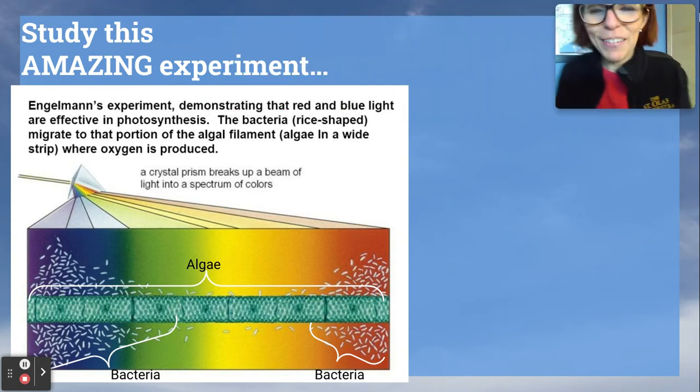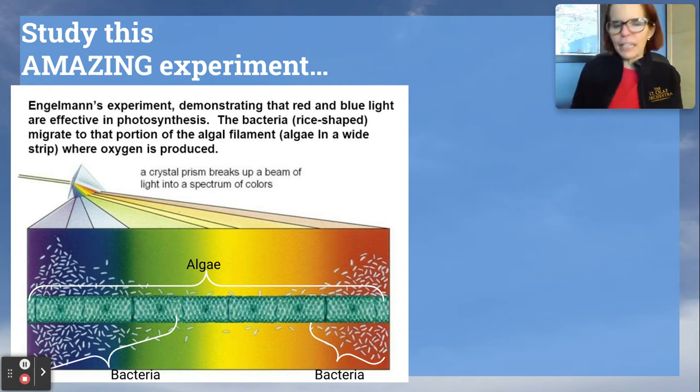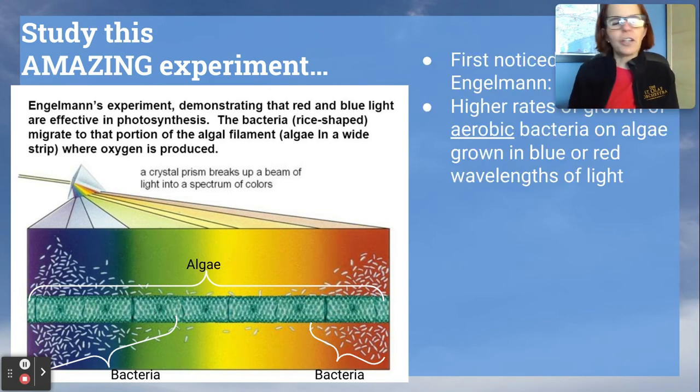Another experiment that I want you to take a look at. It's a really interesting experiment done by Thomas Engelmann. He was the first one to notice higher rates of growth of aerobic, so oxygen-loving, bacteria on algae grown in blue or red wavelengths of light. So take a look at the diagram. Across the diagram is what's called blue-green algae. And then we've got this spectrum.